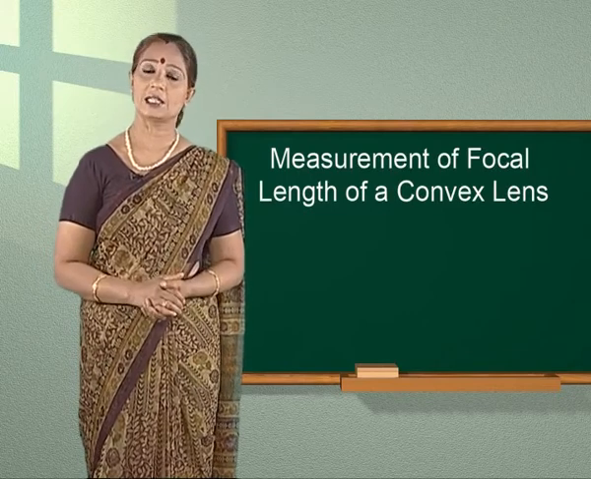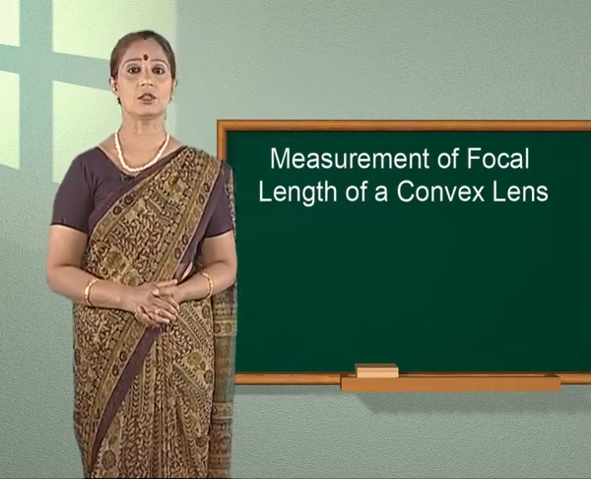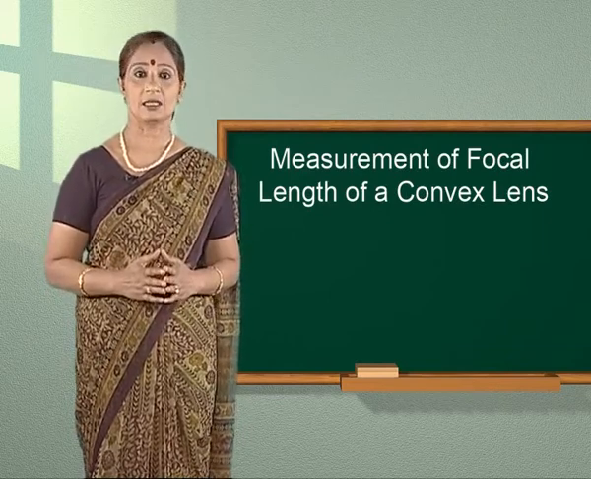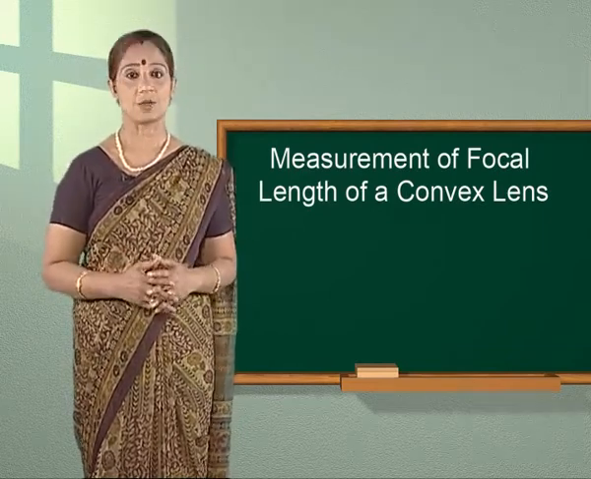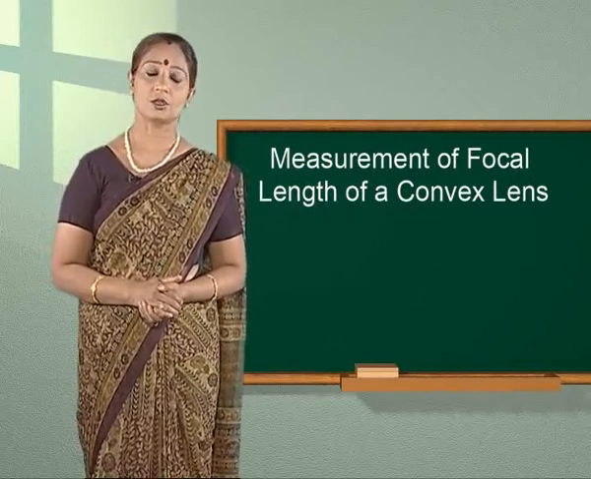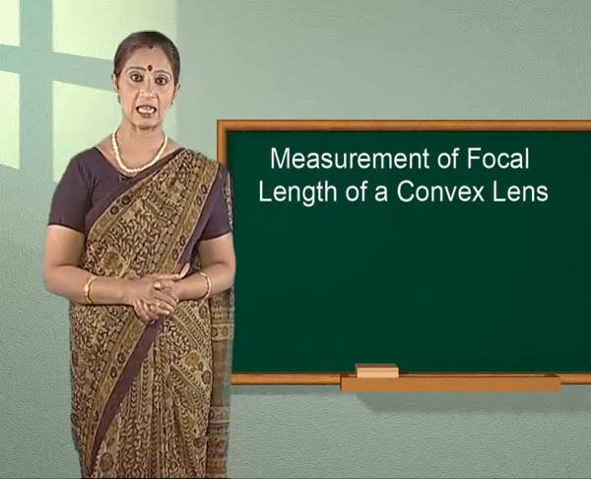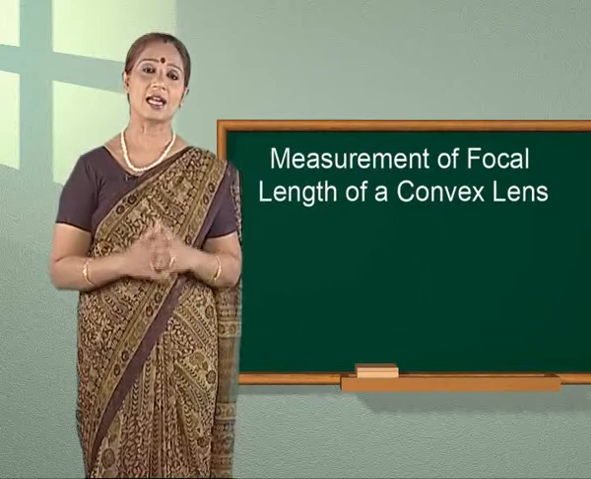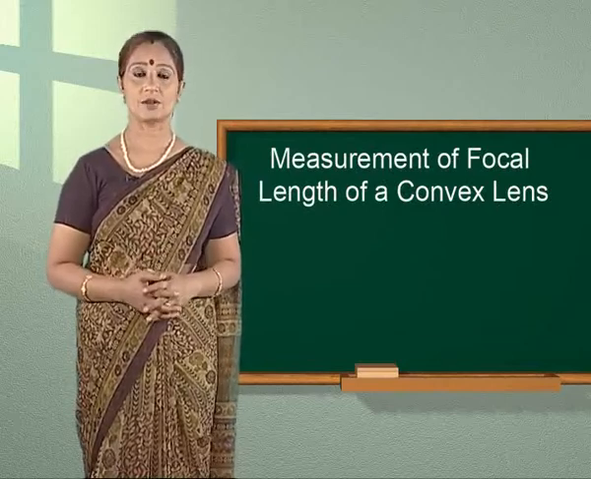For accurate determination of the focal length of a convex lens, we use the two-pin method using an optical bench. Let's see how to measure the focal length of the convex lens in the laboratory. First, we find out the index correction.